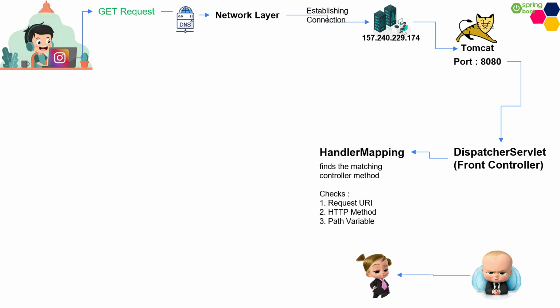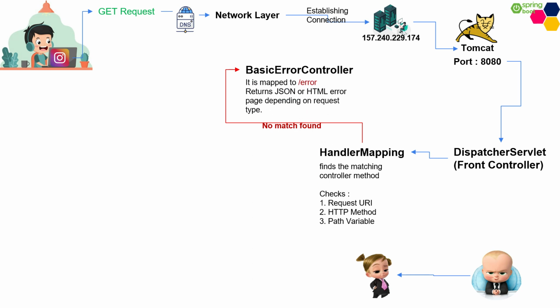If it can't find a match, the request is politely routed to the basic error controller, which sends back a proper error response, maybe a JSON error message or an HTML error page. But if it does find a match, great. We move forward. Now we know which method should handle this, but we still need to prepare the method's inputs.